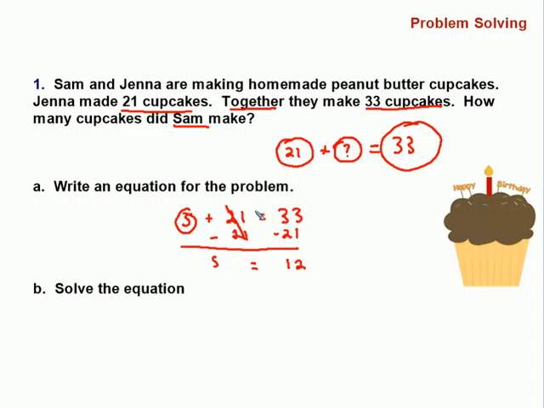So we wrote our equation, which was s plus 21 equals 33, and we solved it to get s equal to 12. Let's check our answer just to be sure. s plus 21 is equal to 33. We replace s with 12. 12 plus 21 is equal to 33. Does that give us the right answer? Well, 20 plus 10 is 30, plus 3 gives us 33. And we know that our answer is correct.